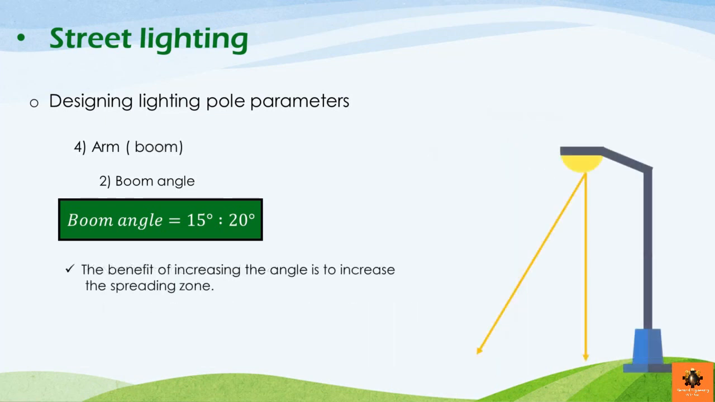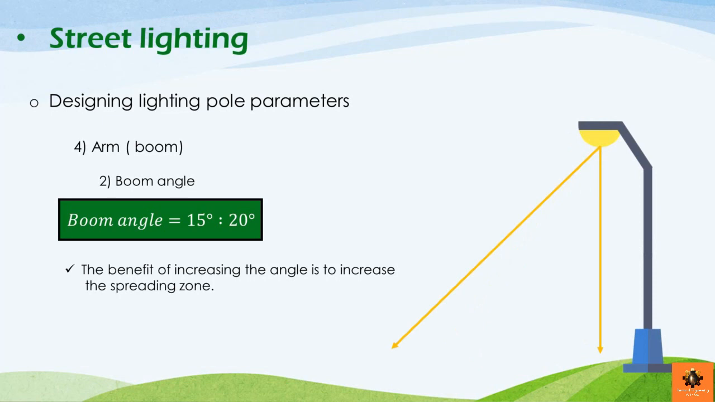But at the same time, we should know that when the boom angle increases, this increases the spreading area of the lighting. As you see, when we have a smaller boom angle, the lighting of the luminaire is spread on a smaller area. But when increasing the boom angle, the spreading area of the luminaire increases. And when we increase it much more, the spreading area increases much more. So we can say that the boom angle has an advantage and a disadvantage. Its advantage is that when it increases, the spreading area increases. And its disadvantage is that when it increases, the boom is exposed to breaking as it becomes less strong.